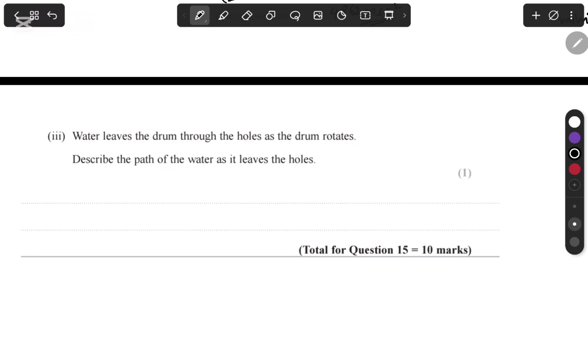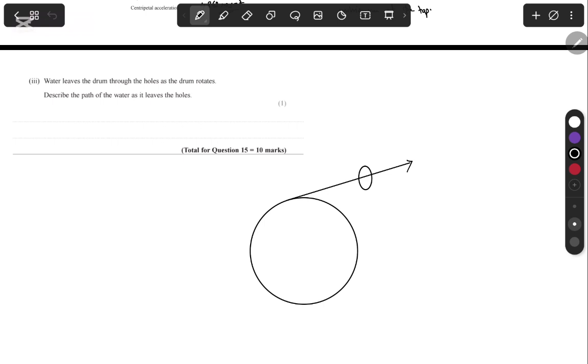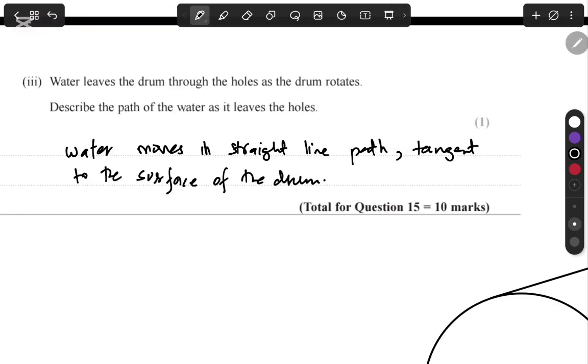So the last part of the question says, water leaves the drum through the holes as the drum rotates. Describe the path of the water as it leaves the holes. So when water leaves the circular path, it will leave in a straight line tangent to the circle. So the water moves in a straight line path, and that will be tangent to the surface of the drum. That's going to get you your 1 mark.